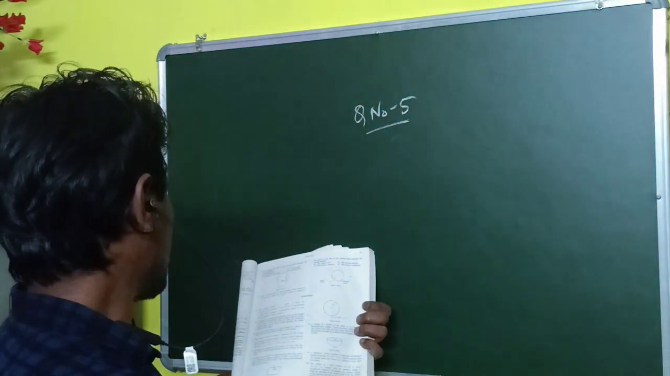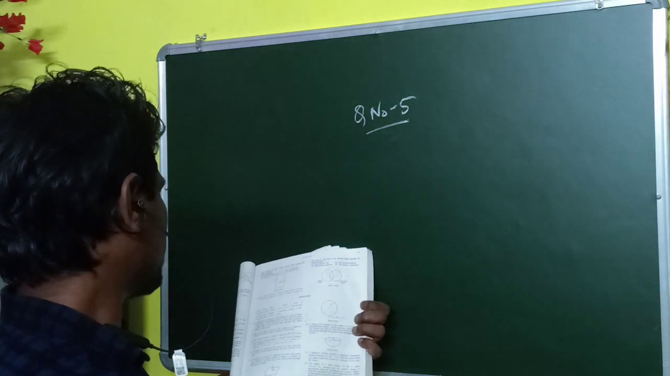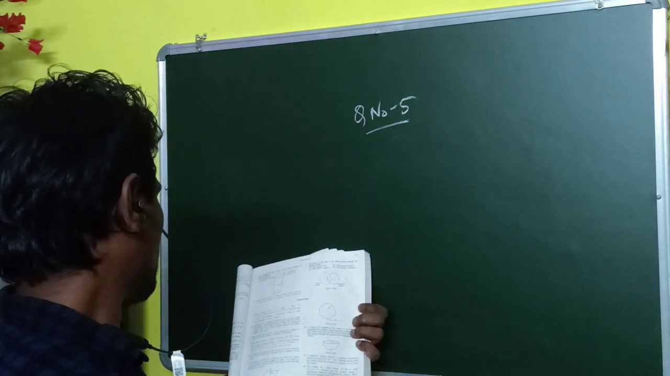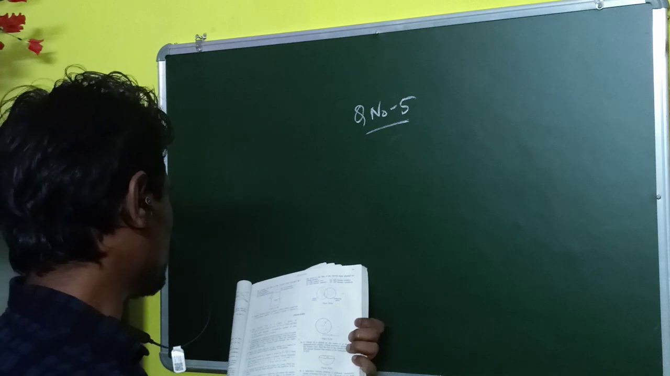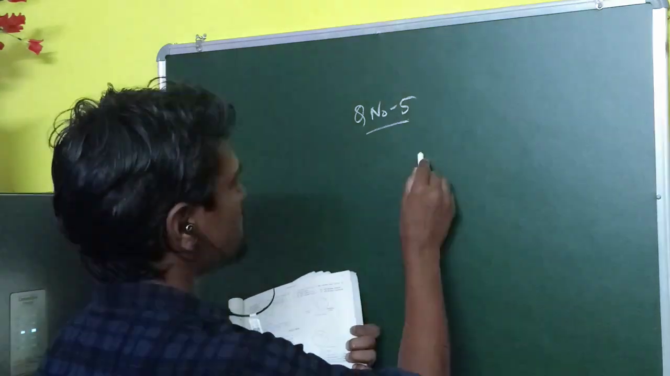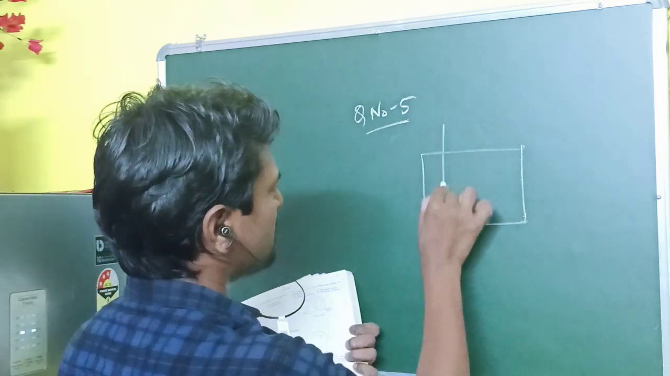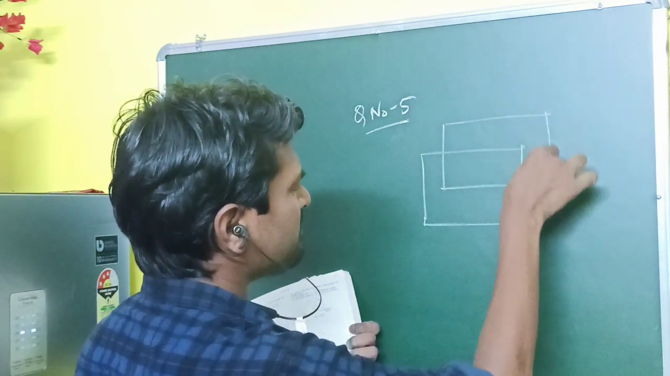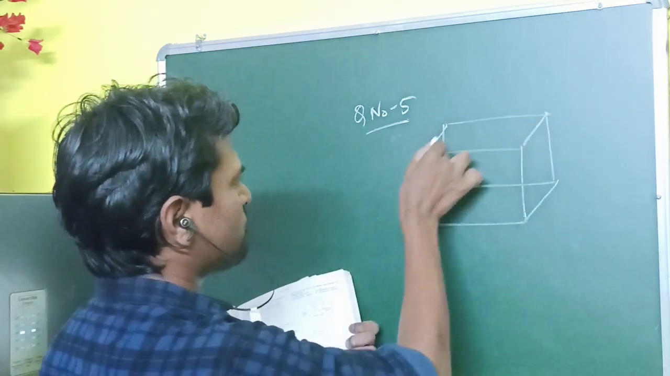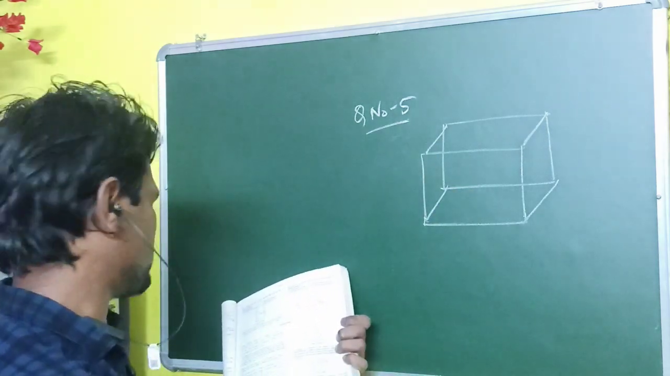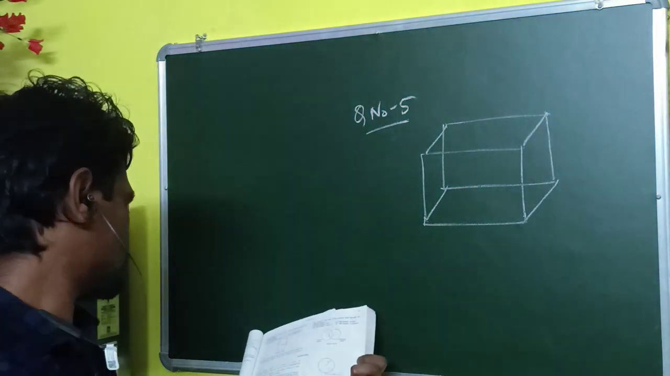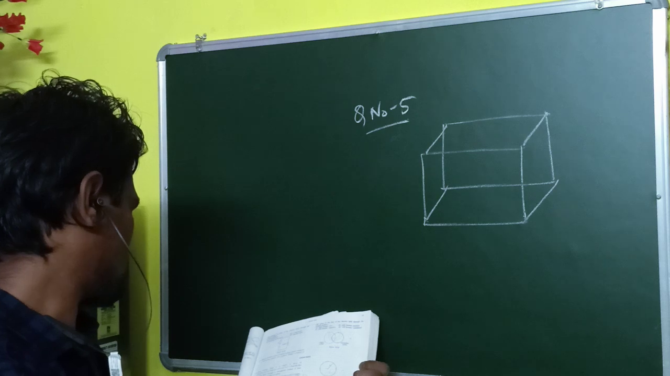Question number 5. A charge Q is placed at the center of a cube. Find the flux of electric field through the 6 faces of the cube. This question is also a vital concept. Now all the numericals, students, are very conceptual, from AC Verma. So please follow AC Verma and make your concepts stronger and stronger.